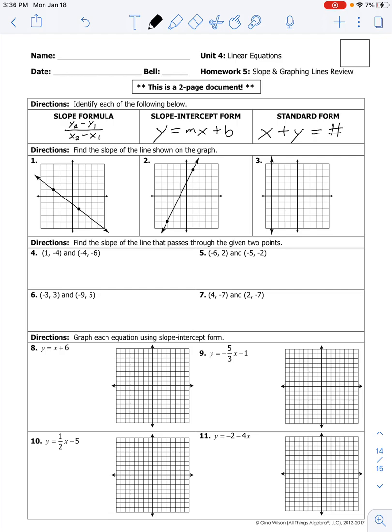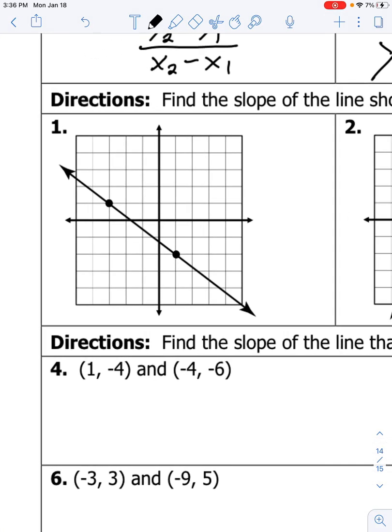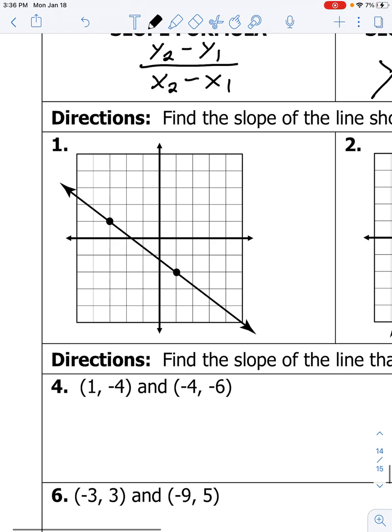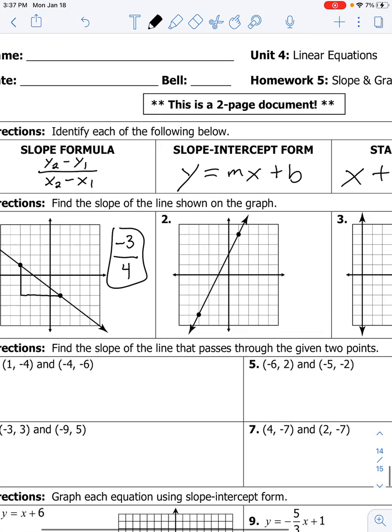Now, number one, it says find the slope of the line shown on the graph. The easiest way to do this is to go left dot to right dot. So here's my left dot, and slope is a fraction, so I'm going to go down 1, 2, 3. So negative 3 goes on the top. I'm going to go to the right 1, 2, 3, 4. So my slope is negative 3 over 4.